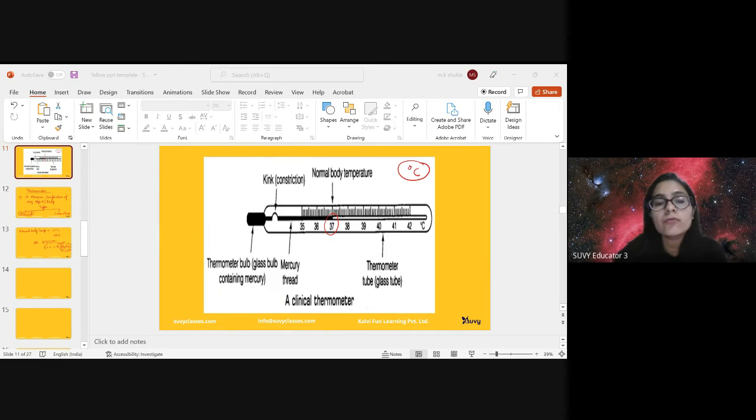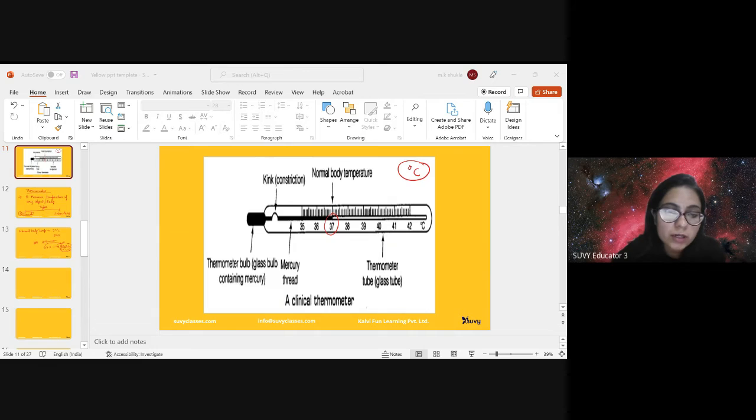So if we are not using the digital one, make sure that the mercury level is below 35 degrees Celsius, so that it will give you the accurate temperature. Read the thermometer keeping the level of mercury along the line of sight. It is very important to read the thermometer carefully, otherwise you will get the wrong information, wrong temperature. Handle the thermometer with care.